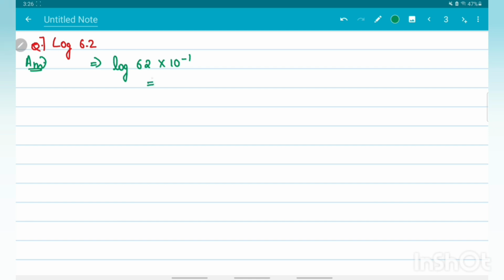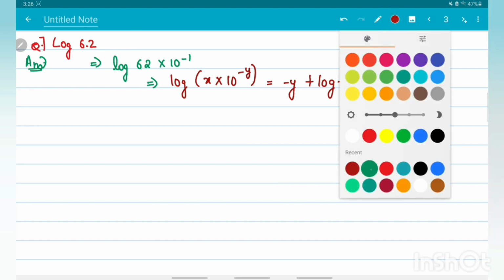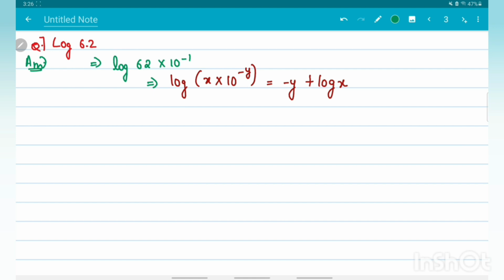Now we can apply one of the formulas which we just studied. The formula goes like this: log of x into 10 to the power minus y is equal to minus y plus log x. This was one of the formulas which I just told you to note down. With this formula we are going to solve this question. So we apply this formula, and here minus y is minus 1, plus log x. Here x is 62 when we compare with this formula. So we write minus 1 plus log of 62.